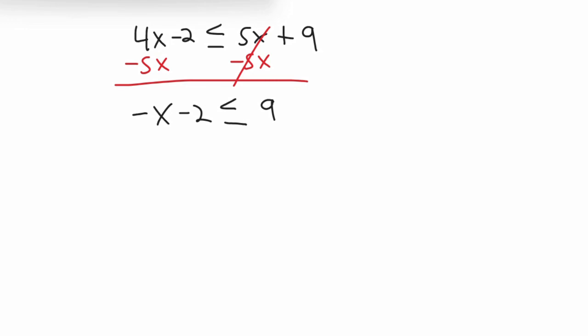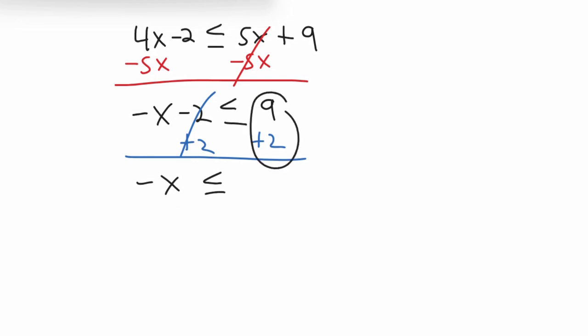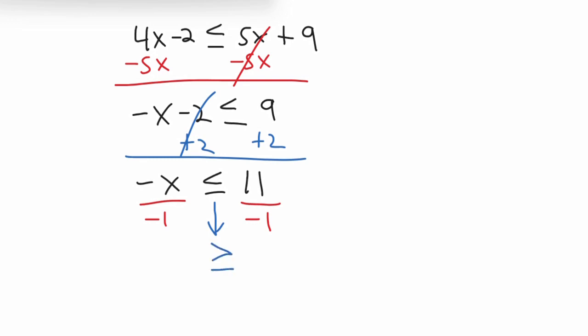Now let's move the negative 2 over to the right. Since it's a negative, we're going to add 2 to both sides. That goes away. You have negative x is less than or equal to 9 plus 2, which is 11. Now we almost have x by itself, but we need to actually divide by negative 1. And again, since we're dividing by a negative, we have to change the direction of that inequality. Again, that's only if you multiply or divide by a negative with an inequality. Negative x divided by negative 1 is just x, is greater than or equal to 11 divided by negative 1, which is negative 11.